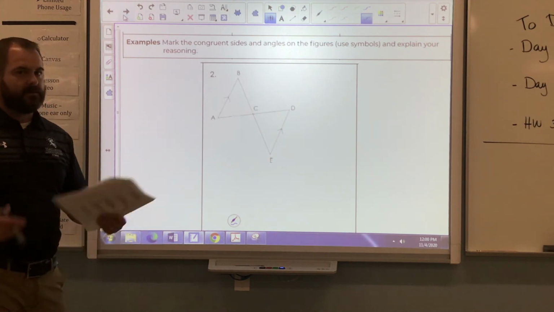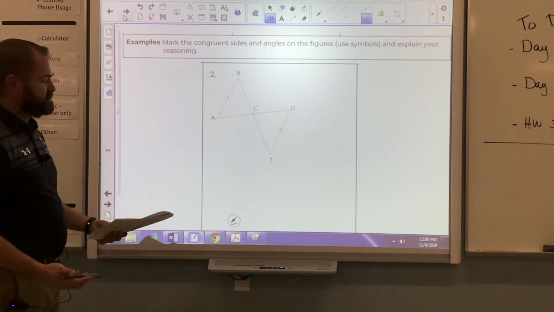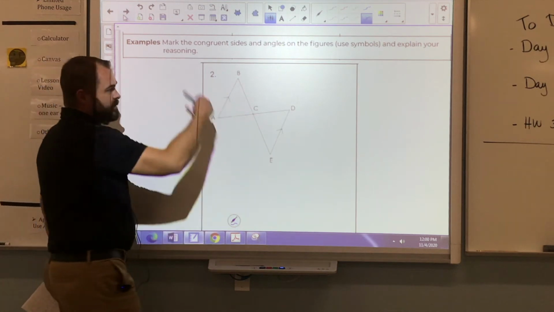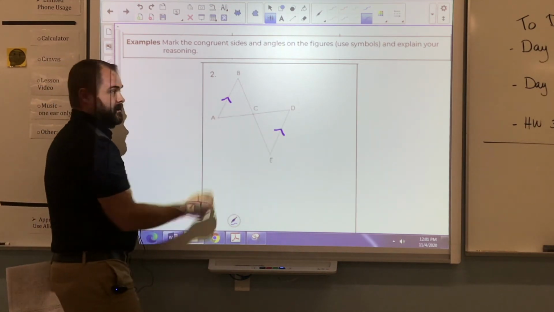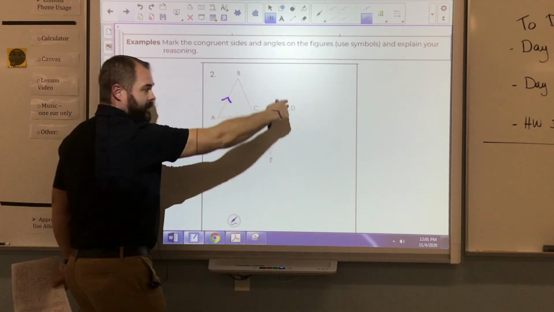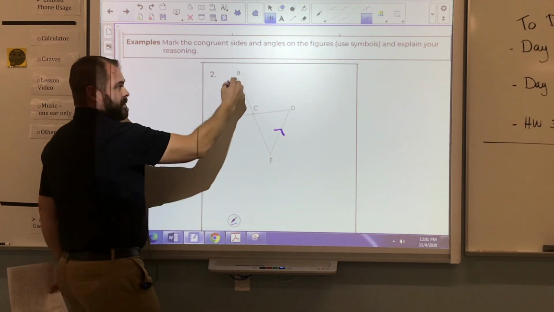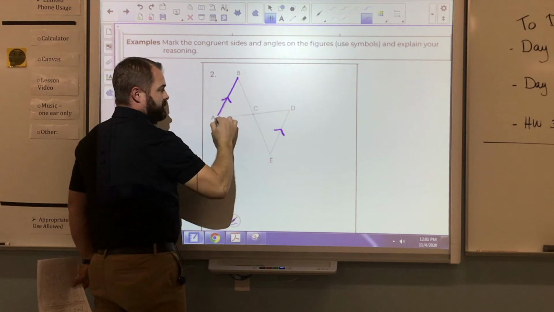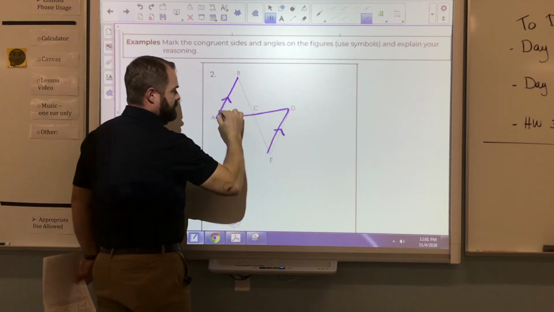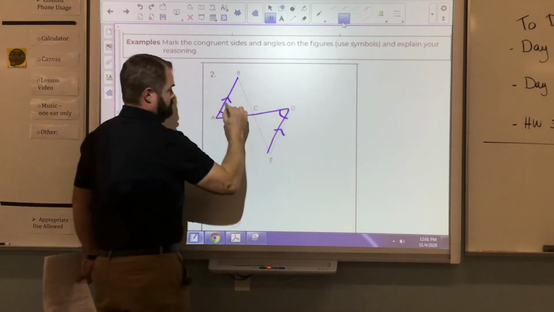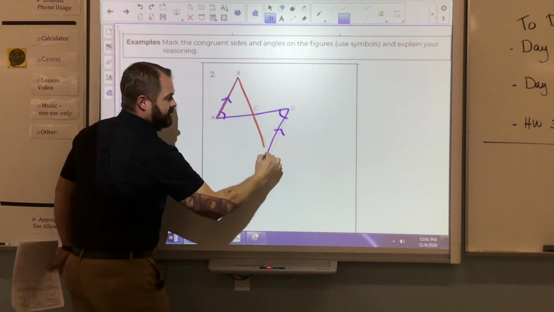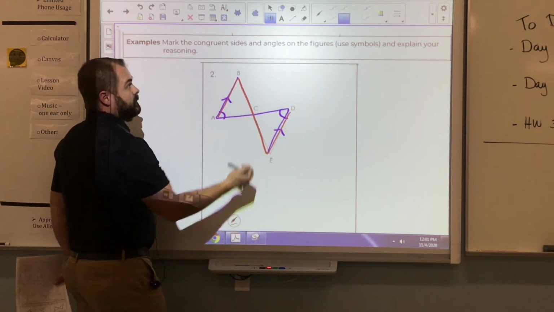Now I've got a little bit more to go off of. I've got some more information. In example 2, similar picture, but I've included the parallel line markings. Those symbols mean these are parallel, which again creates alternate interior angles here and alternate interior angles here. Okay?